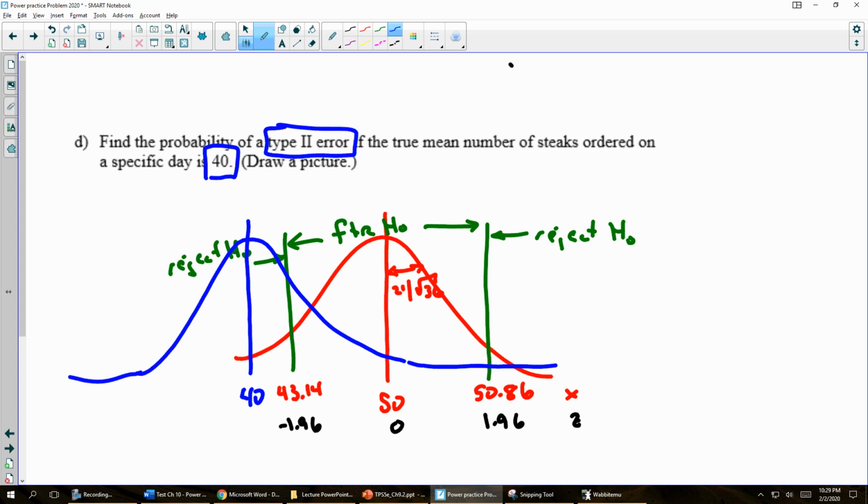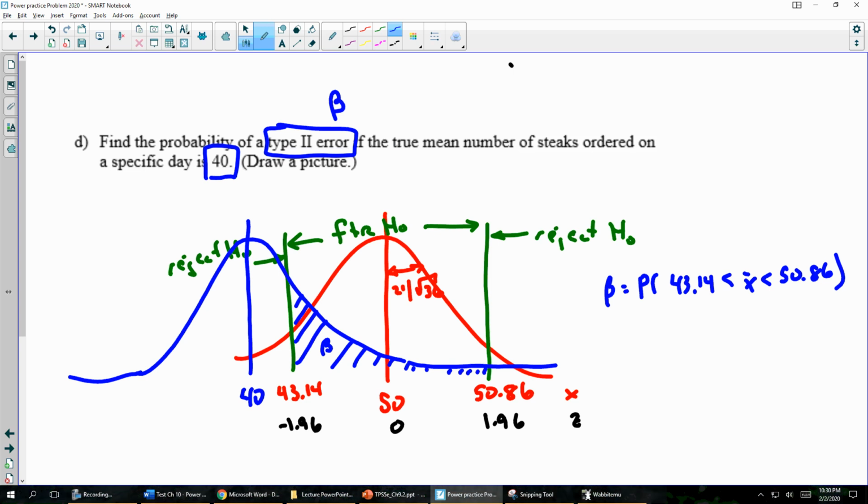A type 2 error is beta, the probability of a type 2 error. The probability that I fail to reject H0 when 40 is true and not 50. So beta is this area here. It's the area inside my fences where I fail to reject H0. So beta is the probability that I get an X bar between 43.14 and 50.86.